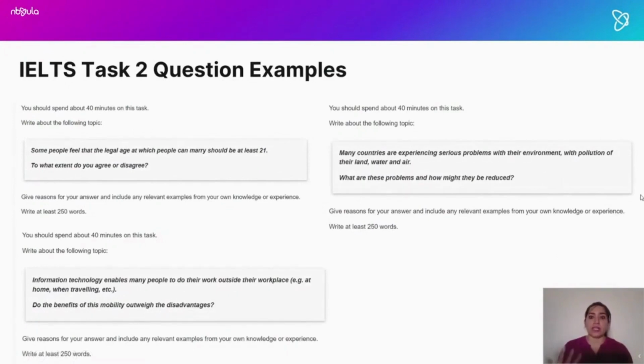What are these problems, and how might they be reduced? Okay, so here the topic is actually the environment and the issues that the environment is facing. The question here is, what are these problems and how might they be reduced? That is the main part of the question. The topic is about the environment.